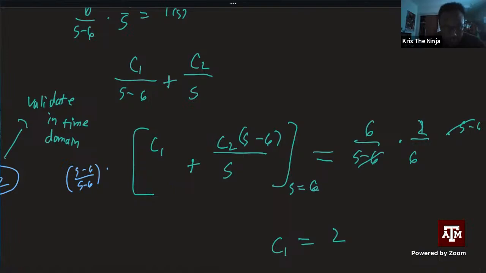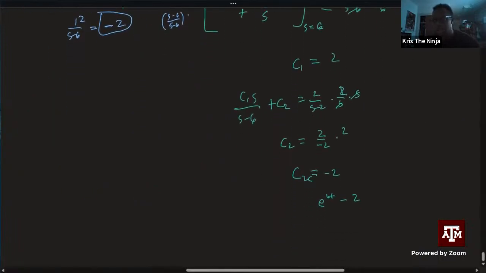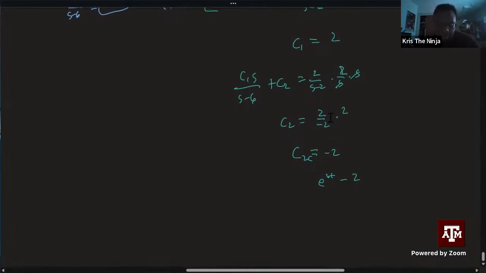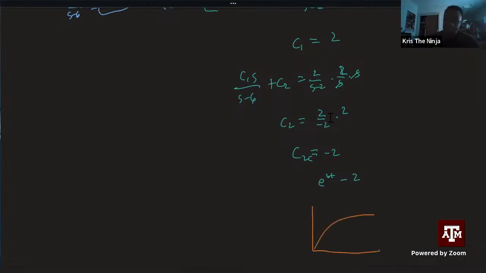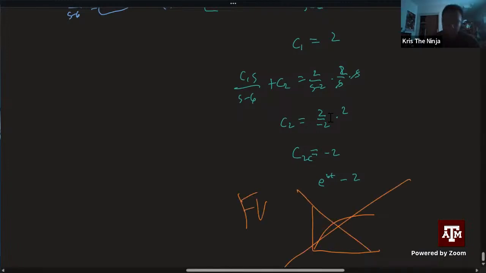So that breaks down into us having e to the 6t minus 2. Well, that graph, oh, y'all can't see it. Hold up. Sorry. That graph looks like this right here. That doesn't terminate. That means the final value theorem failed. FVT failed. So the final value theorem doesn't work with that.